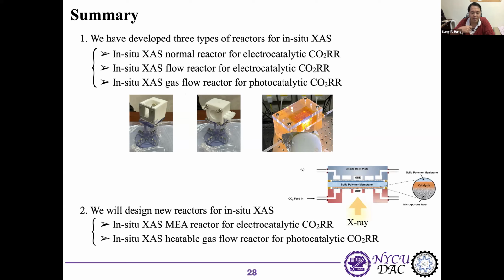The in situ MEA reactor is an interesting system that also exhibits high catalytic activity and selectivity for the carbon dioxide reduction reaction. And we will also remodel the gas flow reactor as a heatable one, because some photocatalytic reactions proceed at a higher temperature.